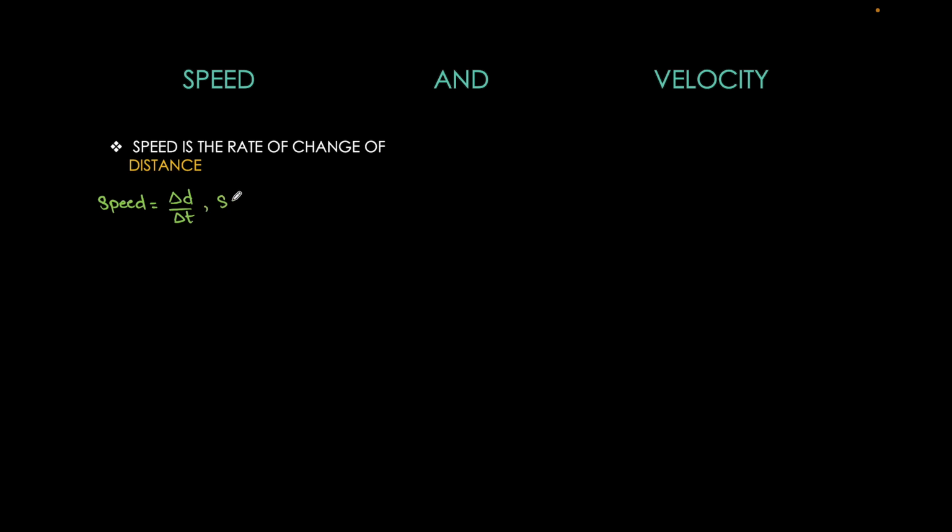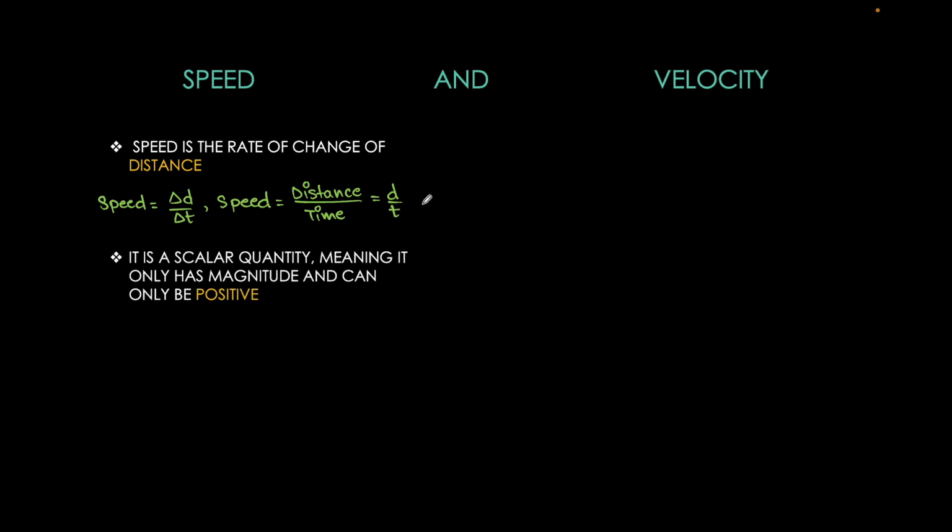To make it simpler, we can write speed is equal to distance by time, or simply d by t. Speed is a scalar quantity, meaning it has only magnitude and can only be positive. So let's say we take the example of the speed of a car, which can be anything like 60 meter per second.